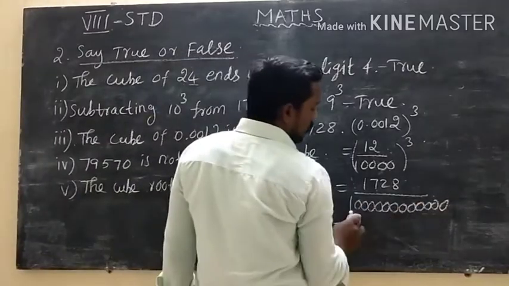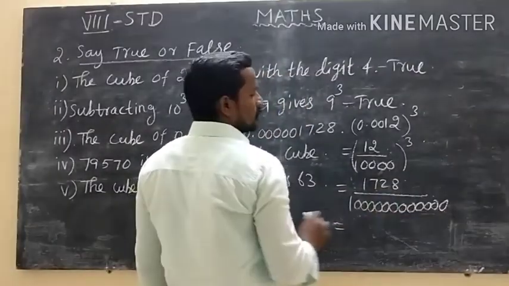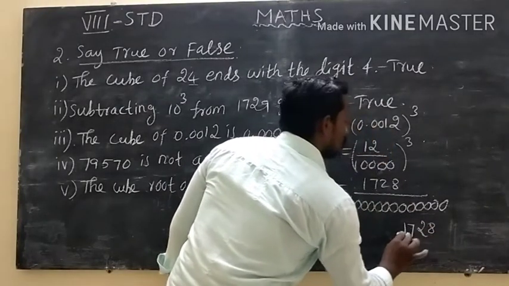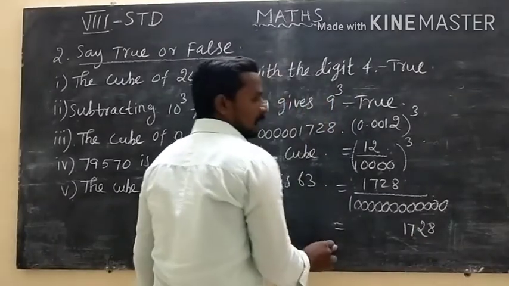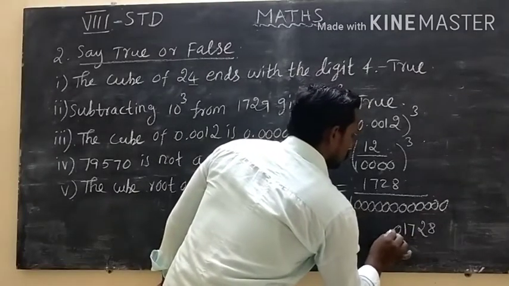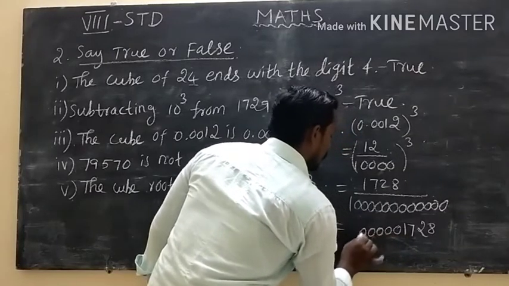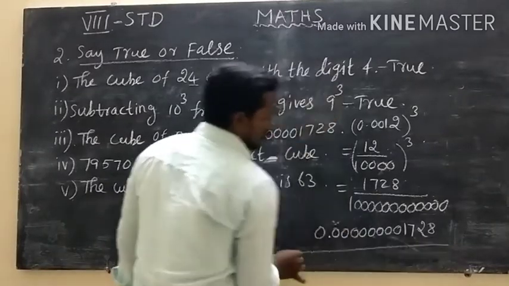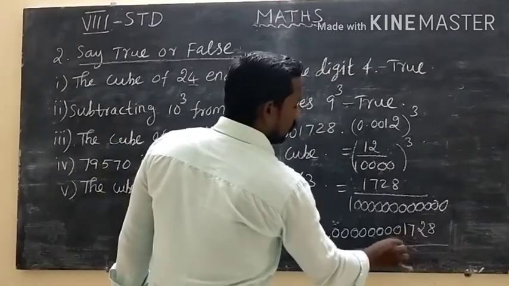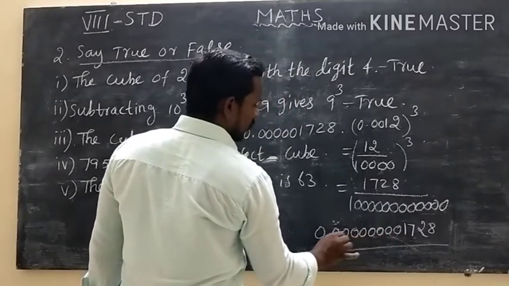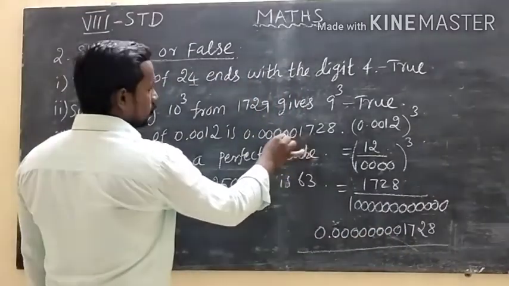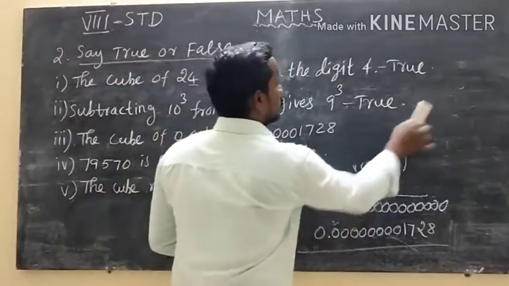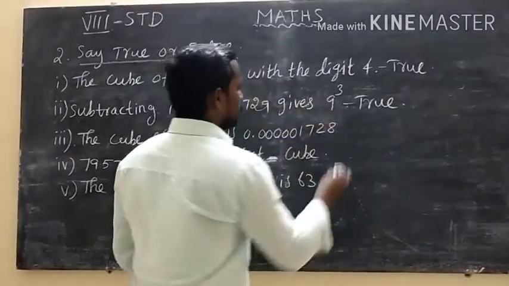We get 12 zeros, so making 12 decimal places. 1728 takes 4 decimal places, and all the remaining places get 0: 5, 6, 7, 8, 9, 10, 11, 12, then the point. Okay, this is your answer. So before 1728 there are 8 zeros, but the given number has only 5 zeros. So it is false. I hope you understood the explanation. It is false.